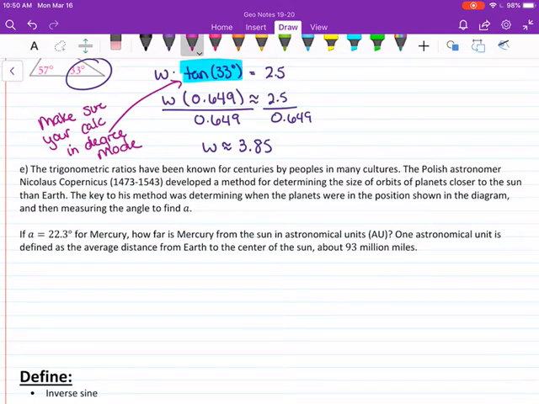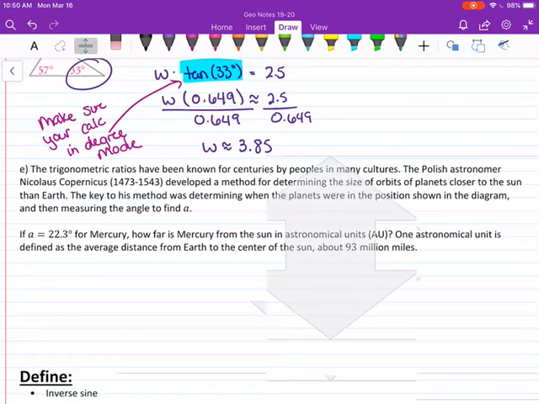Well, I have to draw you the diagram because I didn't put it in here. And then measure the angle to find A. So if A is 22.3 degrees for Mercury, how far is Mercury from the sun in astronomical units? And one astronomical unit is defined as the average distance from Earth to the center of the sun, which is about 93 million miles. Okay, so let me draw you this little diagram here. So we have the sun. I'm going to add some space here so I have room for my diagram.